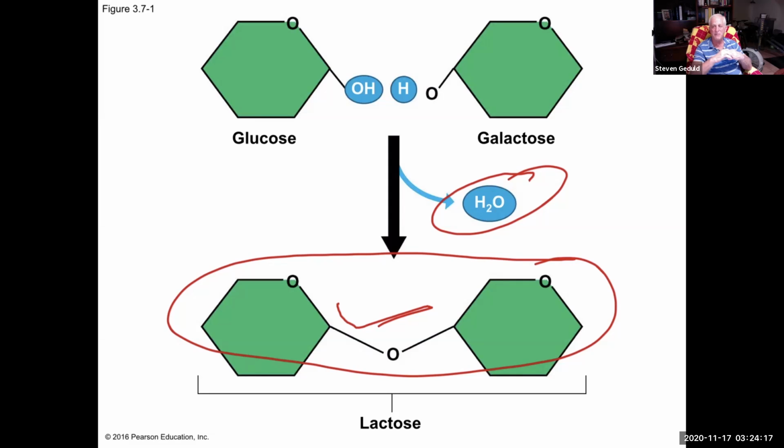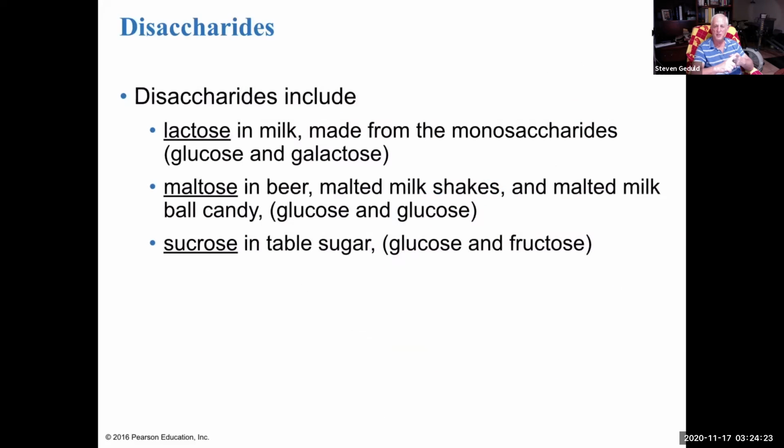Okay, so lactose is a very potent sugar. It's a disaccharide, and it's one of the ones found in milk. So your lactose is found in milk. It's made from the monosaccharides, glucose and galactose. Maltose, that's one of the ones in beer. You don't give the baby a bottle of beer either.